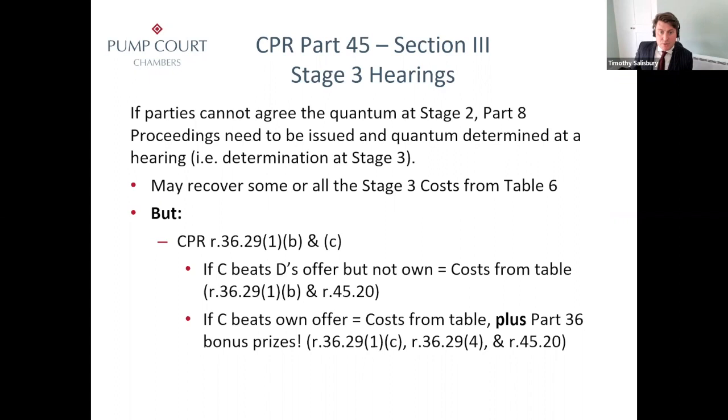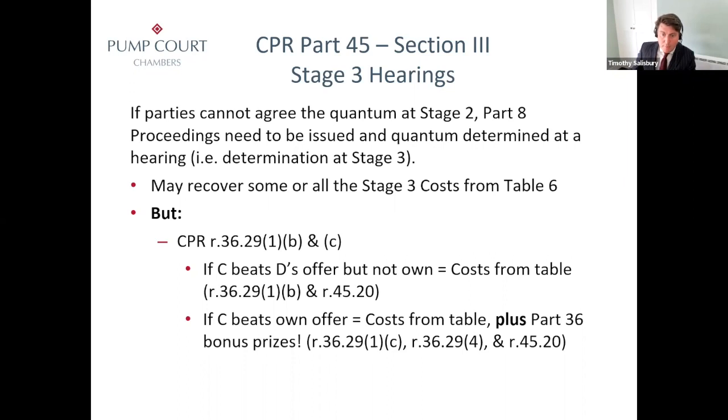If parties can't agree quantum at stage 2, as I say, Part 8 proceedings will need to be issued and quantum determined at a hearing, that is to say, determination at stage 3. And the rules provide that you may recover some or all of stage 3 costs from table 6. The reason I say some or all is because, as I've already run through, the types of costs available at stage 3 relate to particular costs or disbursements.